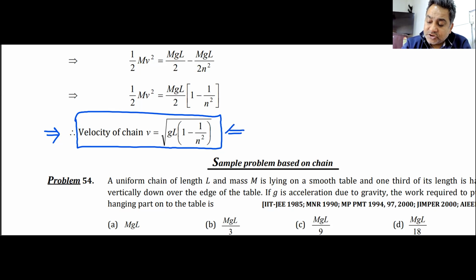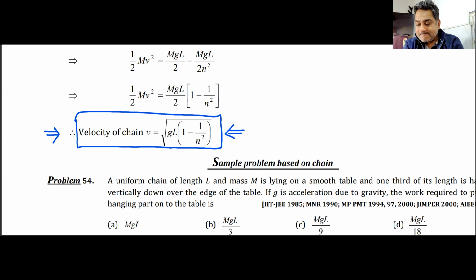How is this question solved? It's no rocket science. We'll just apply the work energy theorem, work done by all forces. Here, all forces include gravity and normal reaction. Normal reaction does not do any work. All work is done by gravity. Work done by gravity will be the change in kinetic energy. That's all you need to do.